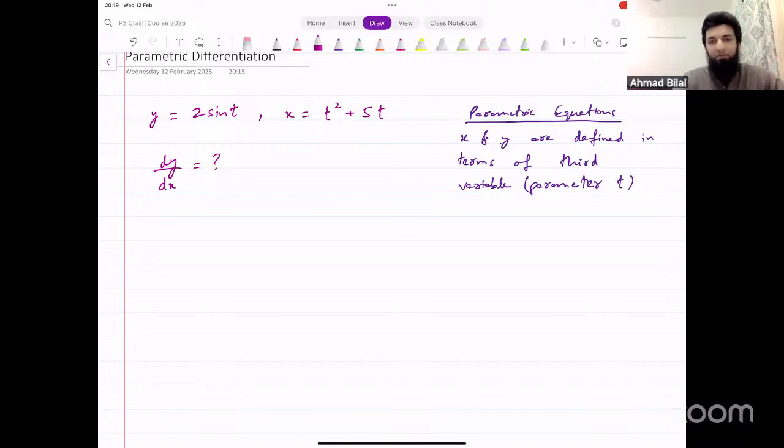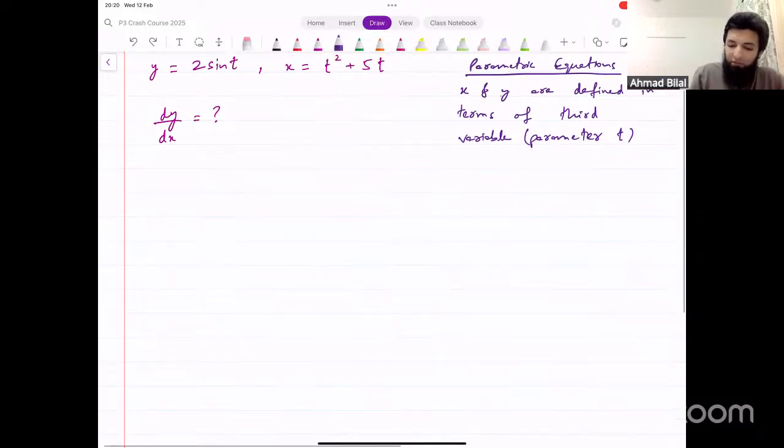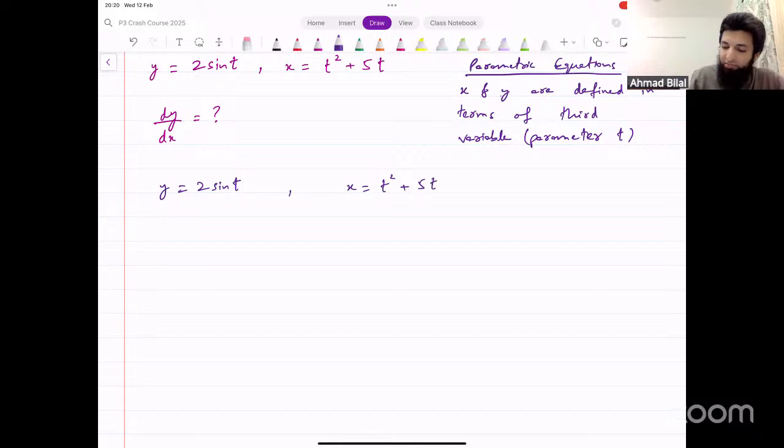Now think about this. This should remind you of something that we've done in paper 1. If we have y equal to this, x equal to this, and you want to find dy over dx, you have three variables. How do you connect three variables using differentiation? You use the chain rule for that, right? That's what we can use here. We have two equations. One is y equals 2 sine t, and the other is x equals t squared plus 5t. What we want to find is dy over dx.